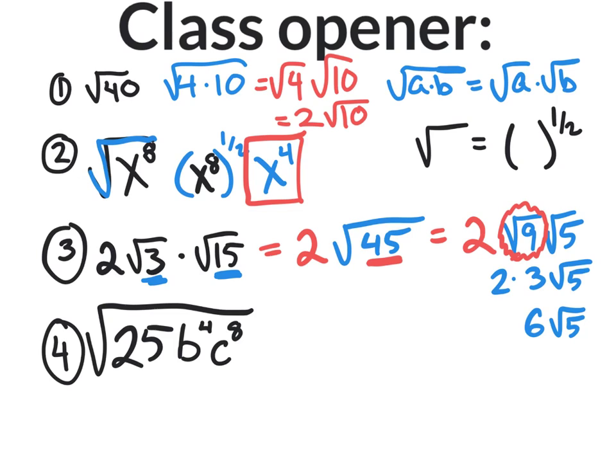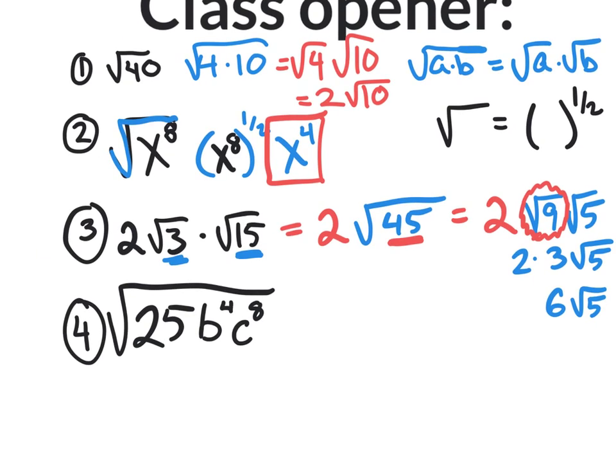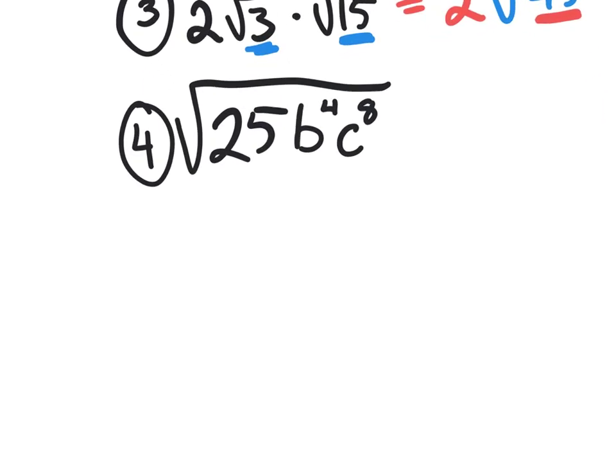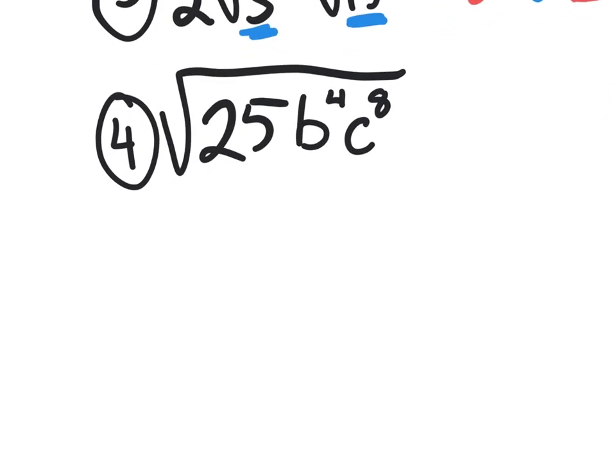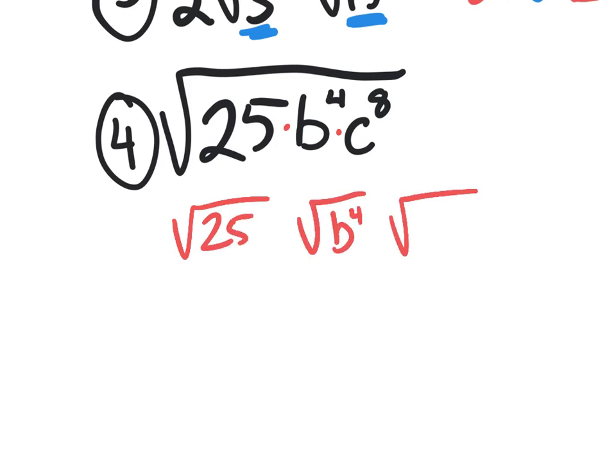Number 4. What's the trick here? What do I do? See, I recommend this, guys. Whenever you have numbers and variables and all this other stuff in there, I say split the root. Split the root to all the different terms. So like right here, it's really 25 times b to the 4th times c to the 8th. Split it up. Make it a square root of 25. Make it a square root of b to the 4th. And make it a square root of c to the 8th.